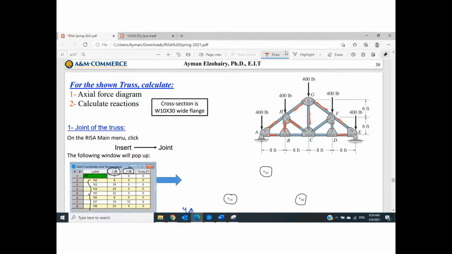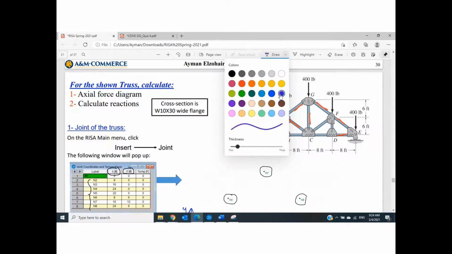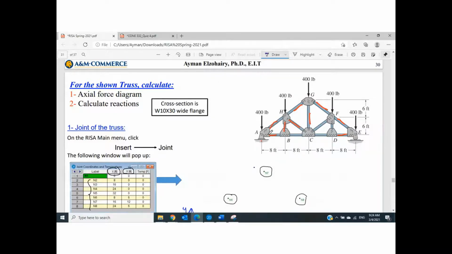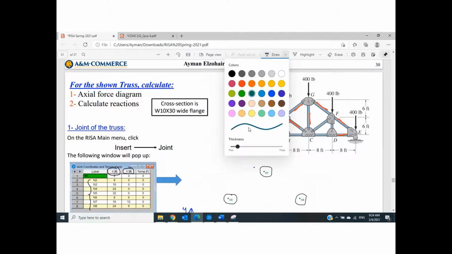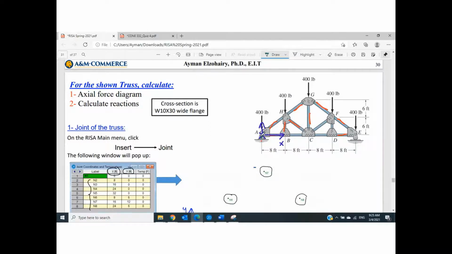Let's start this problem. First step, I'm going to define this joint as origin. Here is the x-axis, here is the y-axis. We have many joints. We need to define all of these joints. This one, this one, this one, and this one, and this one.